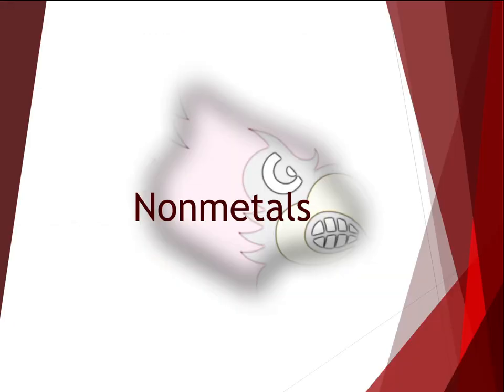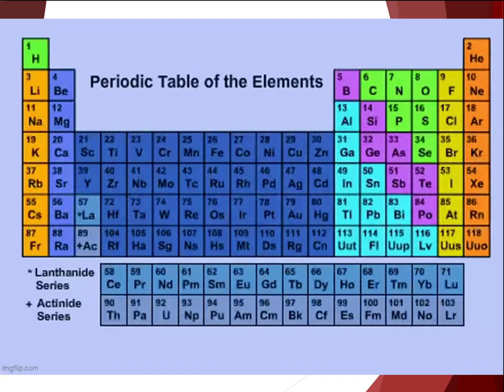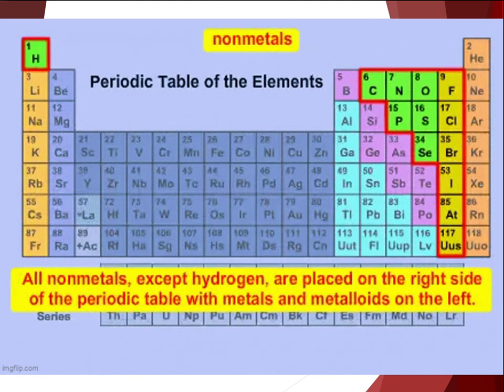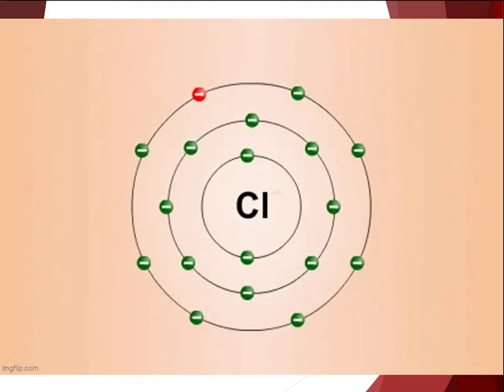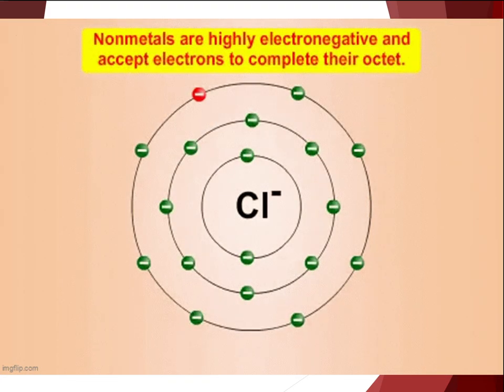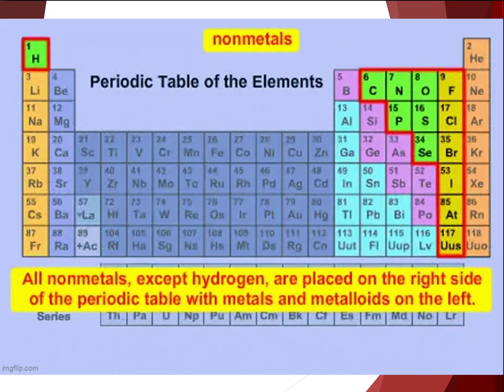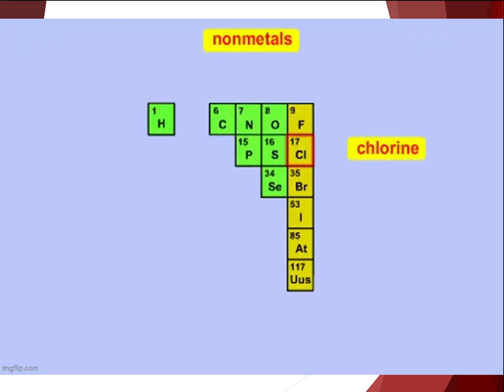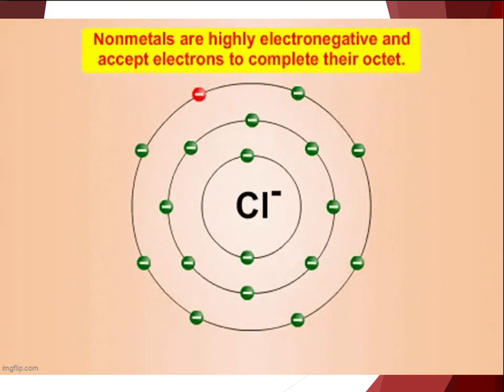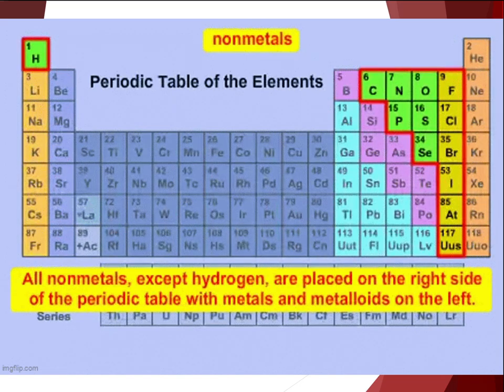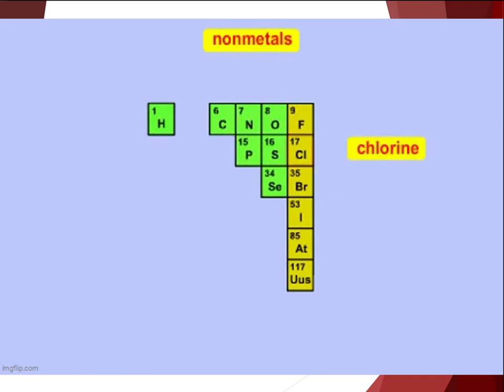Our next main idea, nonmetals. The nonmetal elements are located on the upper right-hand side of the periodic table. Atoms of most nonmetals tend to gain valence electrons during chemical reactions. The noble gases, however, are found on the far right-hand column. They are stable and tend not to react with other substances.